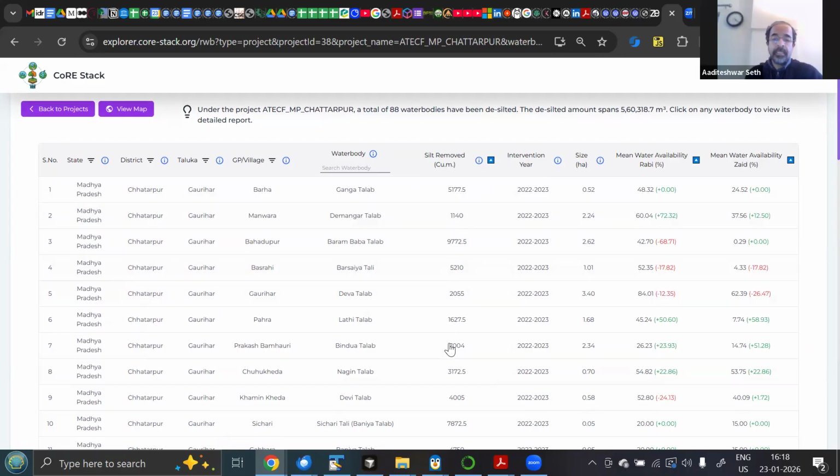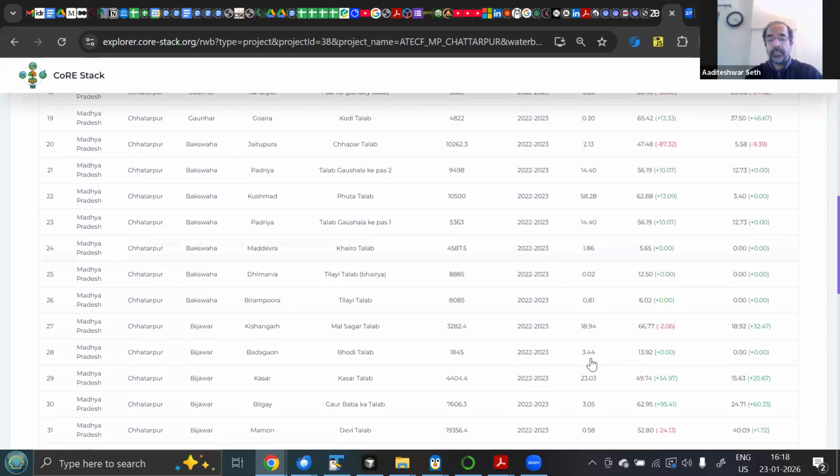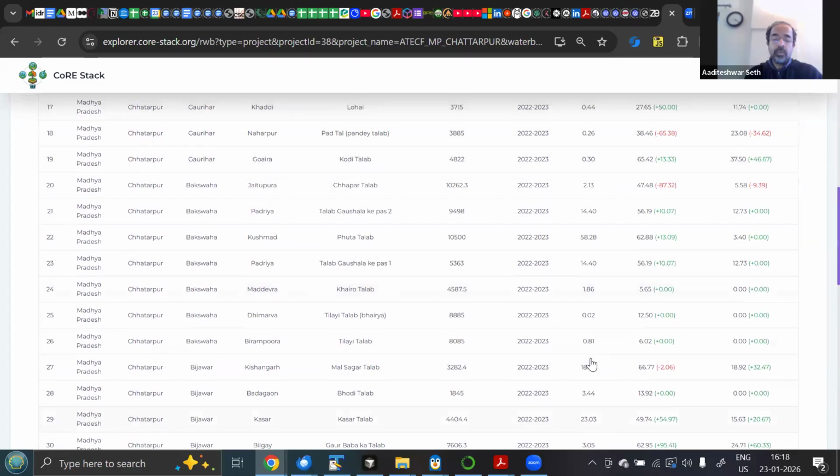So this is basically telling you the intensity of the intervention that was done. So if more silt was removed, then potentially you'll see a higher effect. But of course, it also depends on the size of the water body. So in water bodies of similar sizes, if a large amount of silt was removed, then you might see more effect.